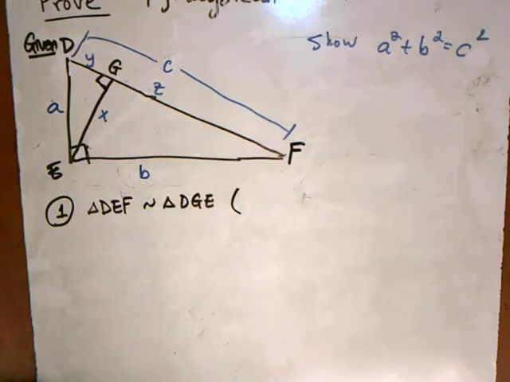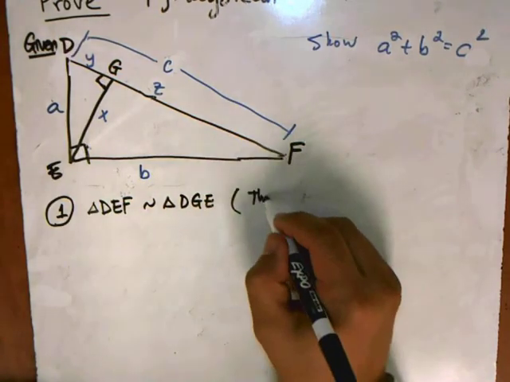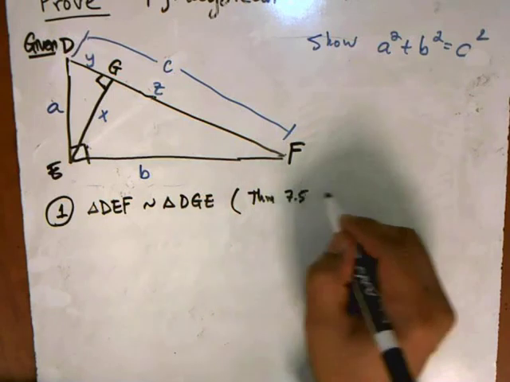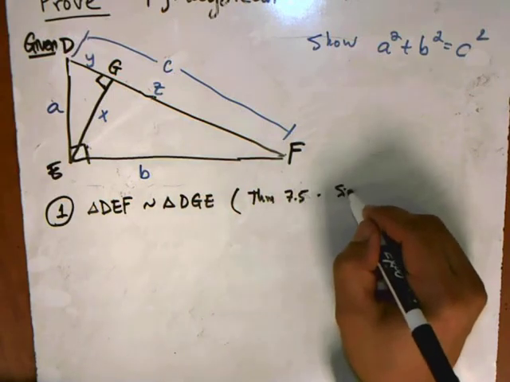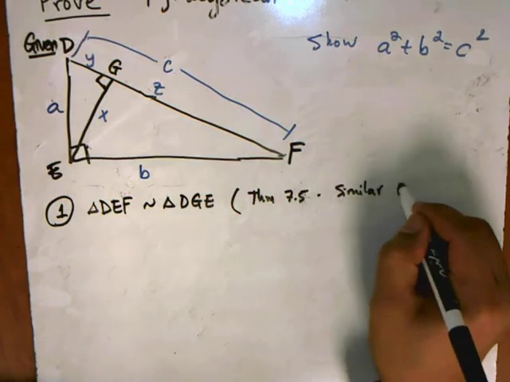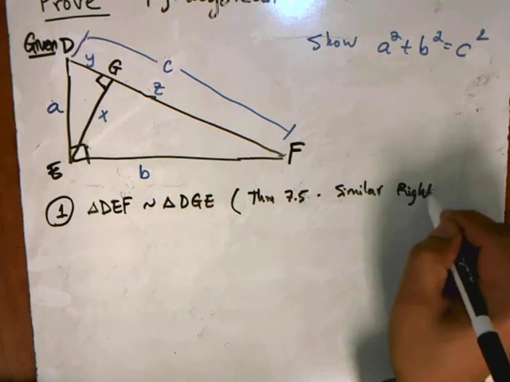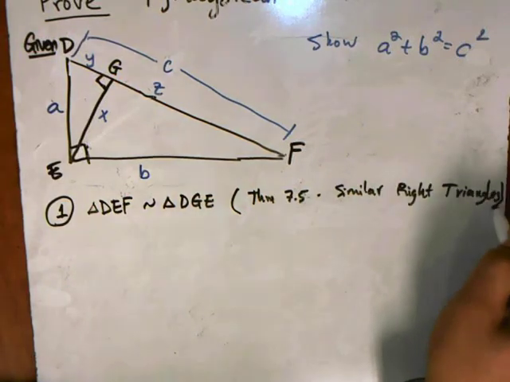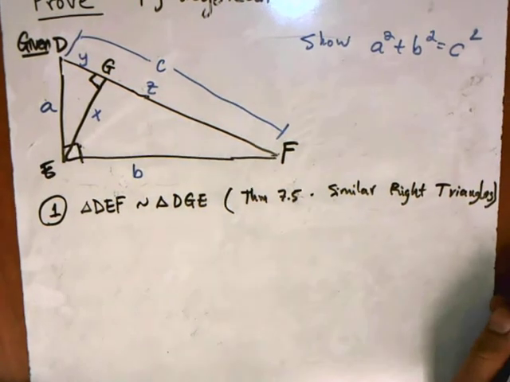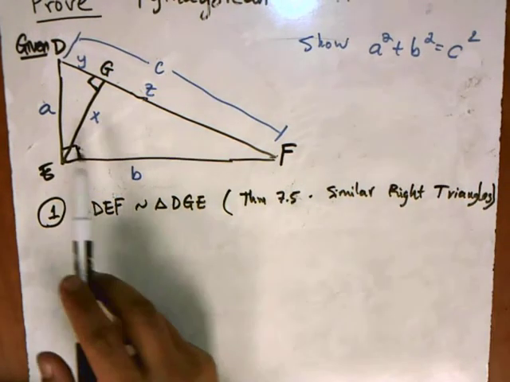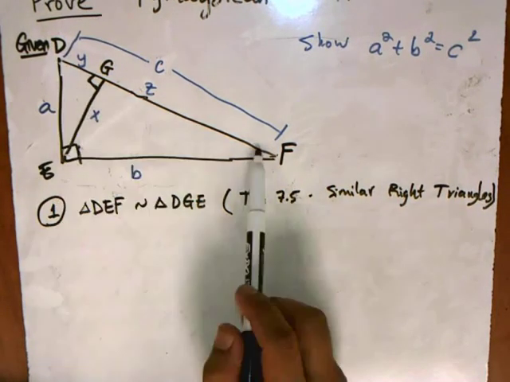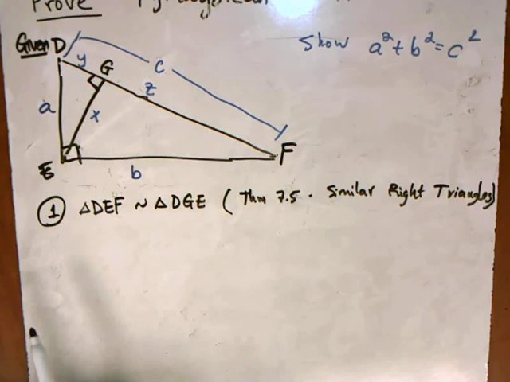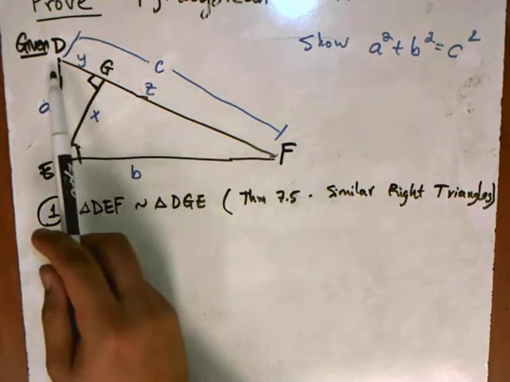I'm going to cite this as theorem 7.5, similar right triangles. If you're not familiar with this theorem, you can look at one of the other videos in the same chapter, and it will go through and explain why the big triangle DEF is in fact similar to the triangle DGE.